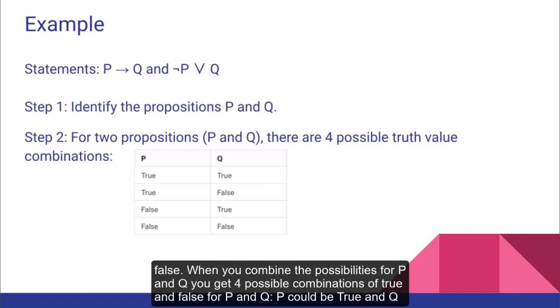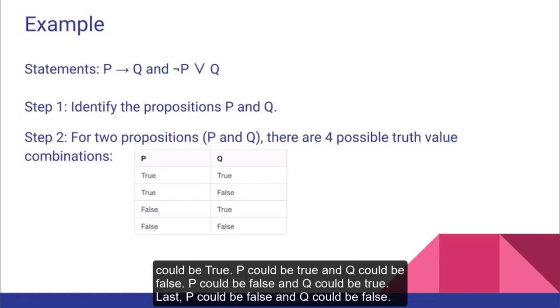When you combine the possibilities for P and Q, you get 4 possible combinations of true and false for P and Q. P could be true and Q could be true. P could be true and Q could be false. P could be false and Q could be true. Last, P could be false and Q could be false.